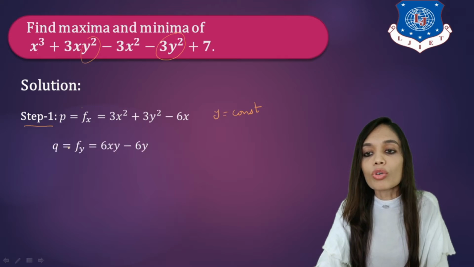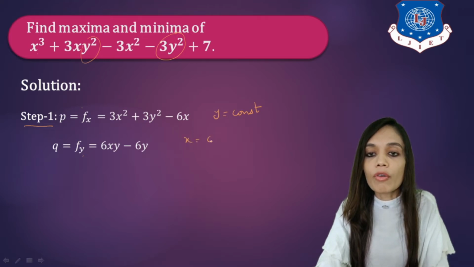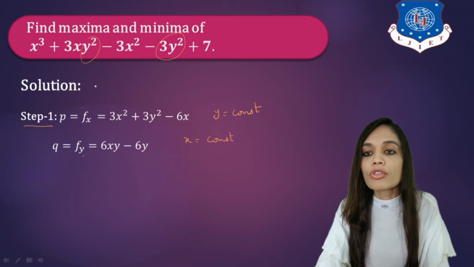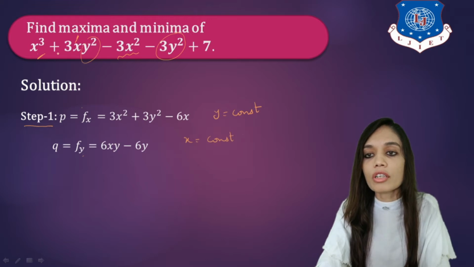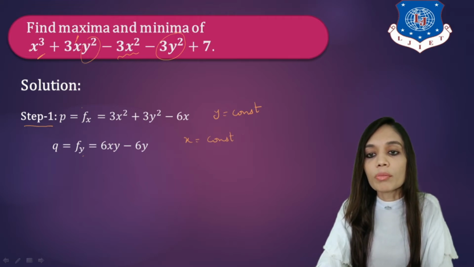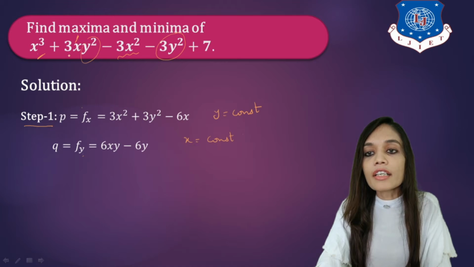Similarly, find q, that is equal to fy, means partial derivative of f with respect to y. That is, we have to keep now x as constant. So derivative of the constant terms will be equal to 0. Derivative of y square will be 2y. So finally we will get 6xy.